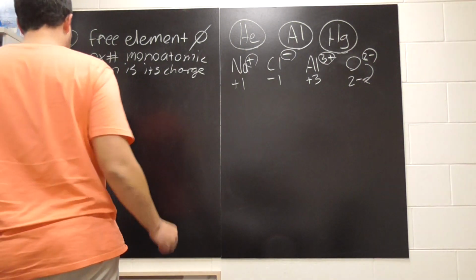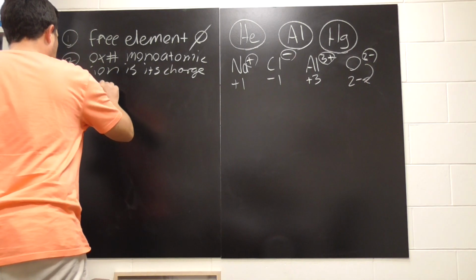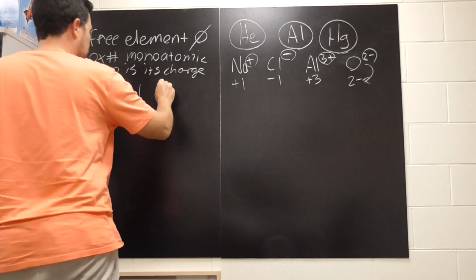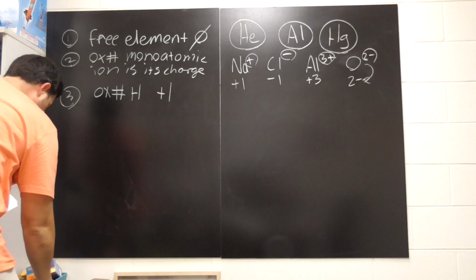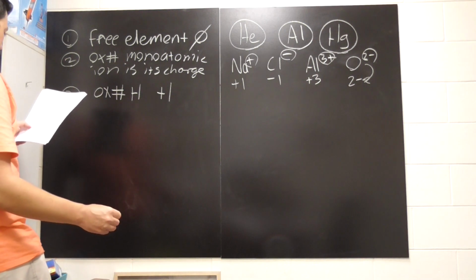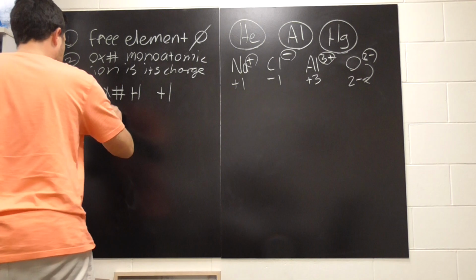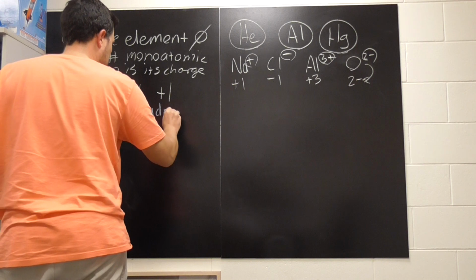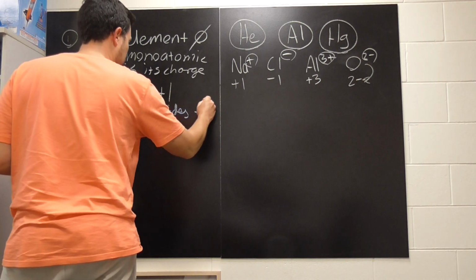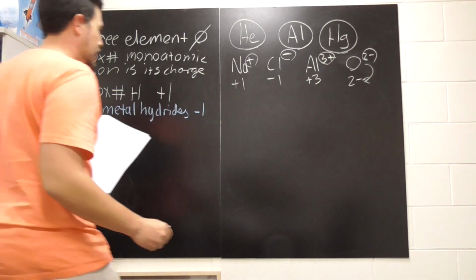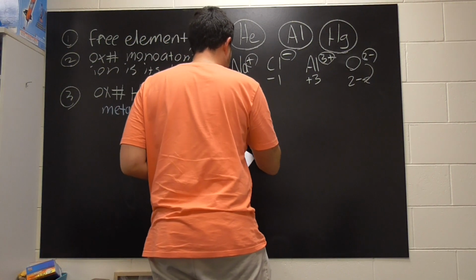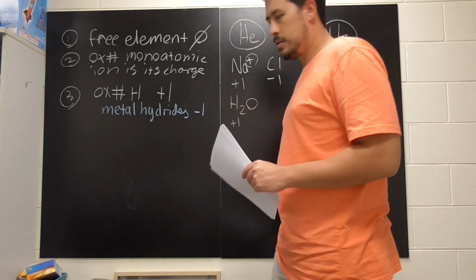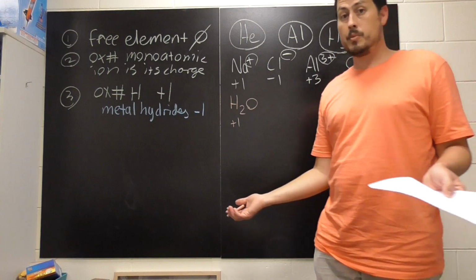The usual oxidation number of hydrogen in a compound is always +1, except there's one example where it's not, which is metal hydrides. In that case it's going to be -1. So if we look at an example of water, H2O, the oxidation number of hydrogen will be +1, because it's only got 1 electron to give away, so it's going to be +1 every time.